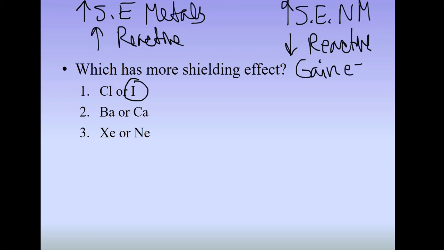Let's look at our number 2 example. These are both metals. So the larger of the two is going to have more shielding effect. We find that barium is further down the periodic table. As a result, we would predict that barium would be more reactive than calcium because it has more shielding effect. So its outer 2 electrons are very easily able to rip off the atom. So some other element will come and grab them.